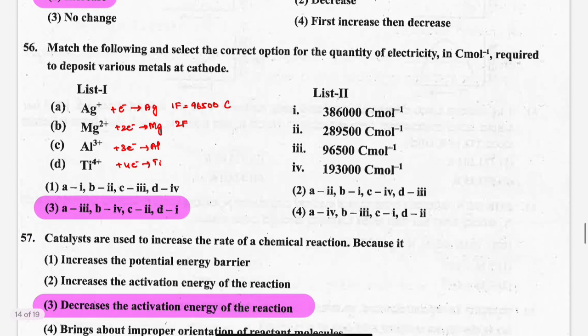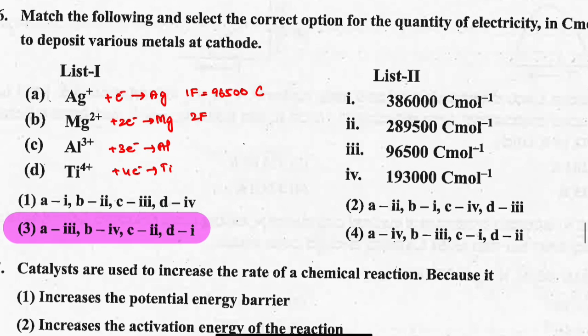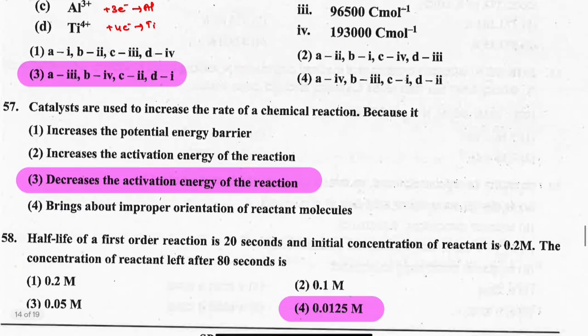Match the following again. Here, the correct option for the quantity of electricity required to deposit various metals at the cathode. So here you can see 1 Faraday is required: Ag plus 1 electron gives Ag. So 1 Faraday is required, which is 96,500 coulomb. So here 2 Faraday, here 3 Faraday, and here it is 4 Faraday. According to this you have to match. So this is the correct option.